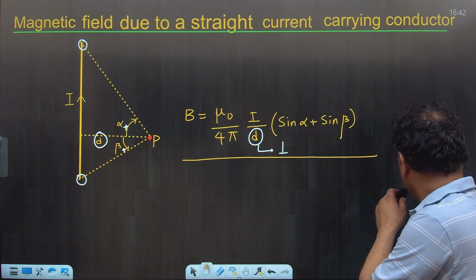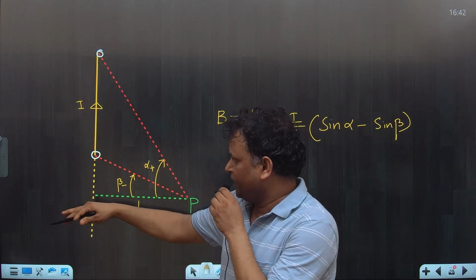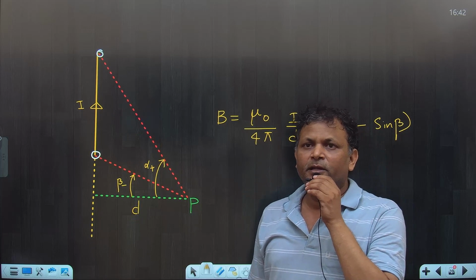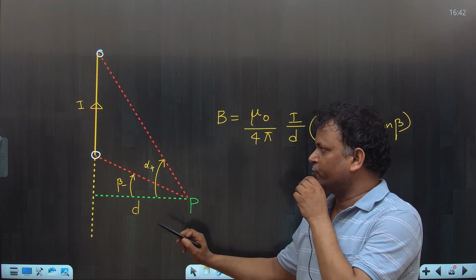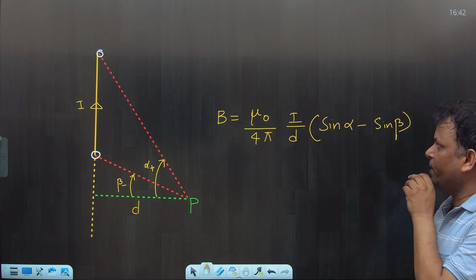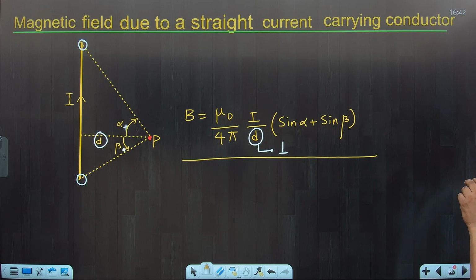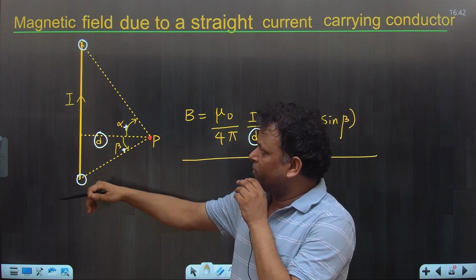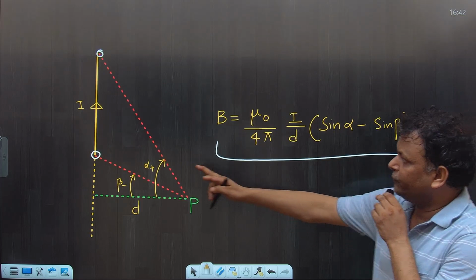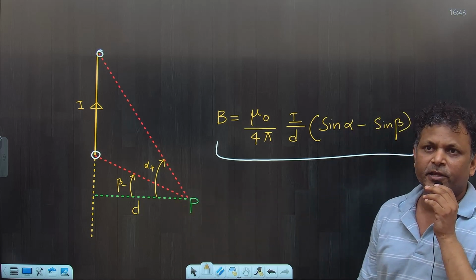But what will happen when both ends are on the same side of the perpendicular? This is the perpendicular and both ends are on the same side of it. Then in this case we will take alpha as positive and beta as negative. So you will write B is mu naught by 4 pi, I by D, into sin alpha minus sin beta. It is very important to understand. In the first case the two ends were on either side of the perpendicular, and in this case both ends were on the same side of the perpendicular, so beta is negative.